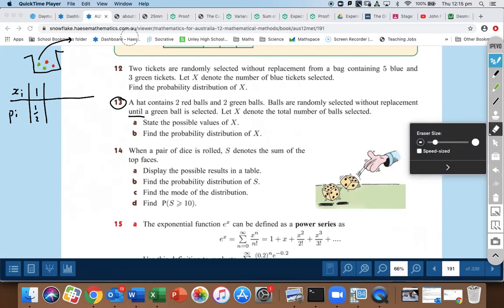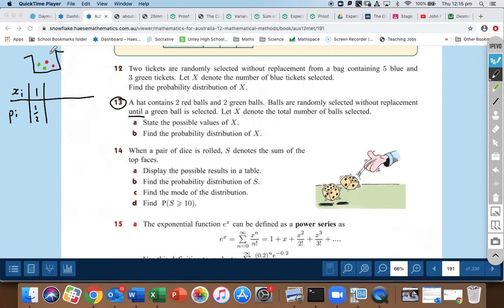However, what would happen if I took a red ball out of the hat? So maybe I have a red ball, I've got to go in again. Maybe I get the green ball on the second draw, right? So that's possible. Let's state possible values of X. All right, so possible values of X. X could equal 1. It could equal 2. It could also equal 3.